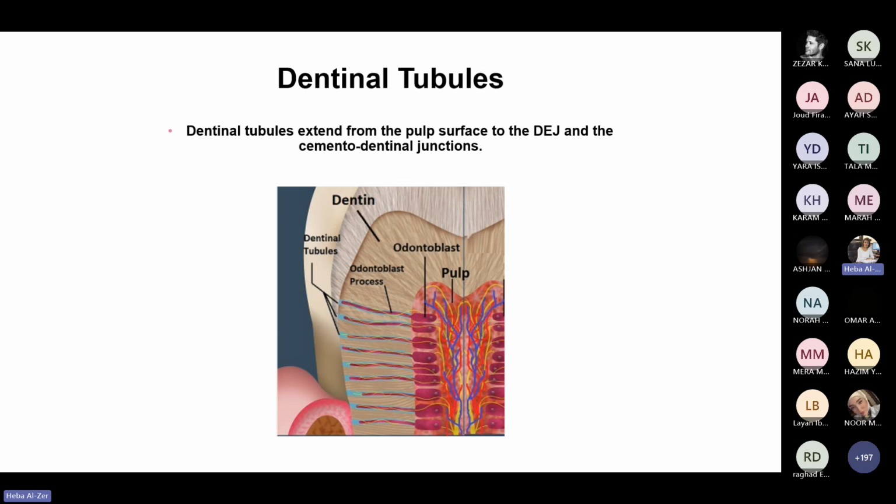The odontoblast is here, leaving its processes in the dentinal tubules it formed when it went back to the pulp. You will take that also thoroughly in the embryology lectures. So there are dentinal tubules going from the pulp to the dentino-enamel junction, or to the dentino-cemental junction in the root. And between the tubules, we have collagen matrix that is highly mineralized.